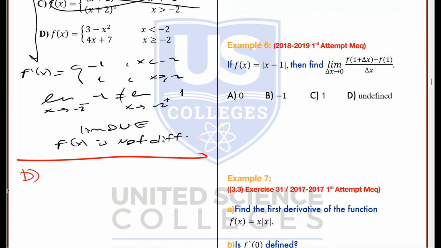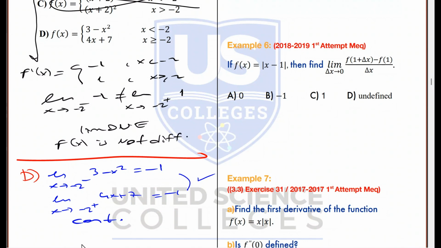So option D. Let's check the limit first to check continuity. Limit as x approaches negative 2 from the left of 3 minus x squared, which is 3 minus 2 squared, 4, 3 minus 4, minus 1. Check the right-sided limit. Use this function, 4x plus 7. So 4 times negative 2, negative 8 plus 7, minus 1. So the right-sided limit is equal to the left-sided limit, which is also the same as the value of the function. So all three conditions are met. So this function is continuous.